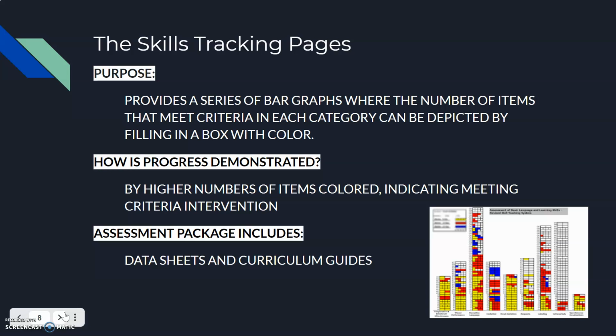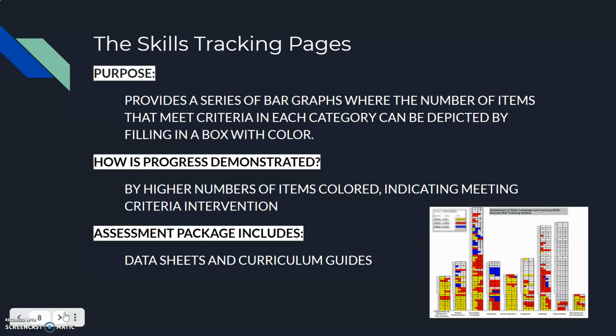Now, really breaking down the ABLLS through data includes providing a series of bar graphs where the number of items that meet criteria in each category can be depicted by filling in the box with color. I had previously mentioned that through academic skills such as reading, writing, math, and spelling, you can check off or fill in the box according to the color, and this is how progress essentially is demonstrated.